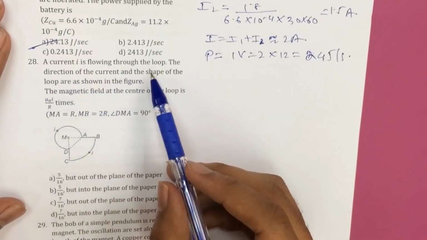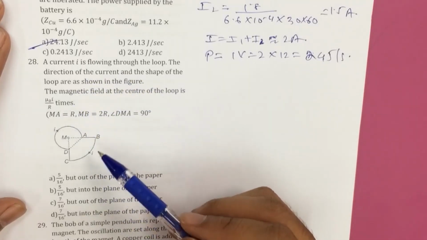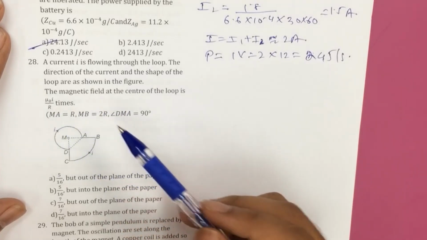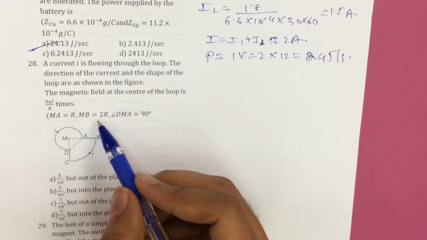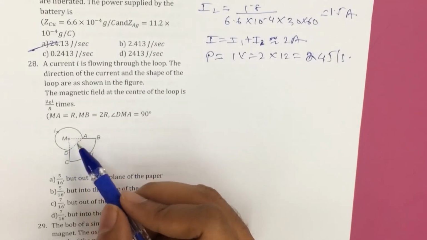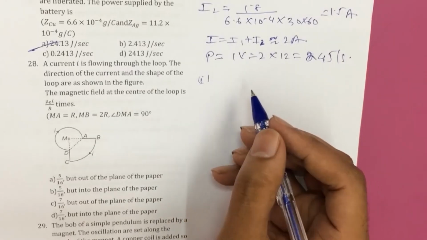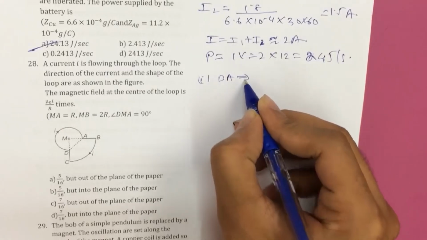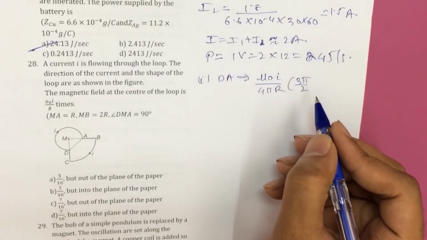Question 28. The current I is flowing through the loop. The direction of the current and the shape of the loop are shown in the figure. The magnetic field at the center of the loop is mu 0 I divided by R, where MA equals R, that is the radius, MB equals 2R, and angle DMA is 90 degrees. So the first thing is that the magnetic field at the center due to the curved portion DA would be mu 0 I divided by 4 pi R times 3 pi by 2.